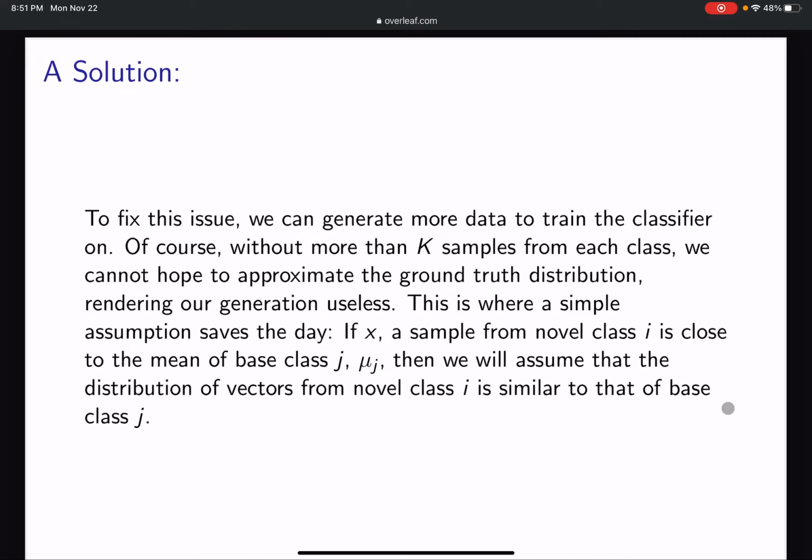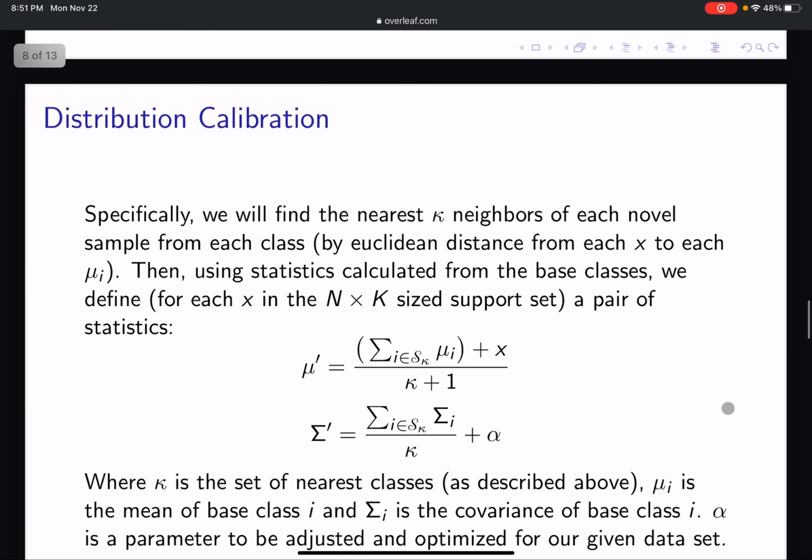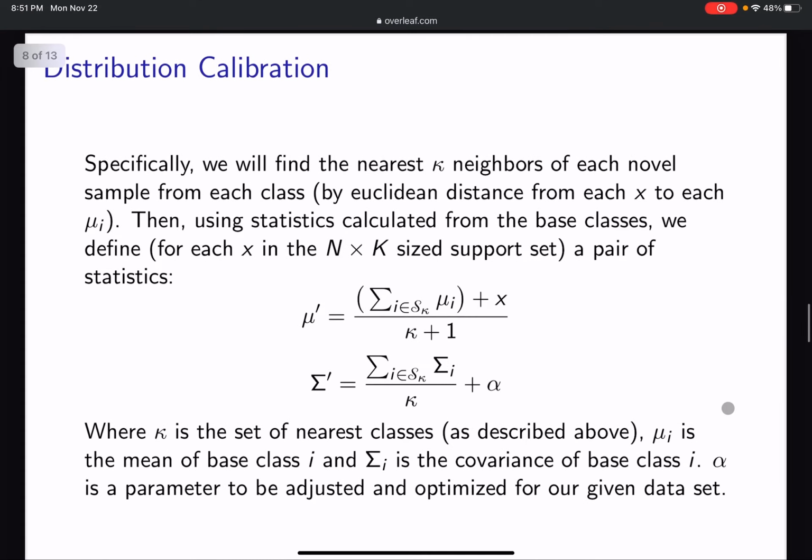Of course, without more than k samples from each class, we cannot hope to approximate the ground truth distribution, which would render our generated data useless. But this is where we make a simple assumption. If x, a sample from novel class i, is close to the mean of base class j, mu j, then we will assume that the distribution of vectors from novel class i is similar to that of base class j. This is the distribution calibration.